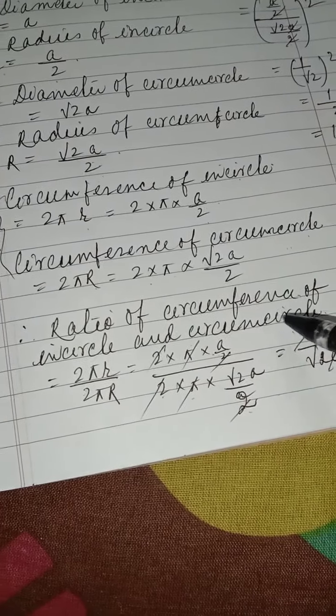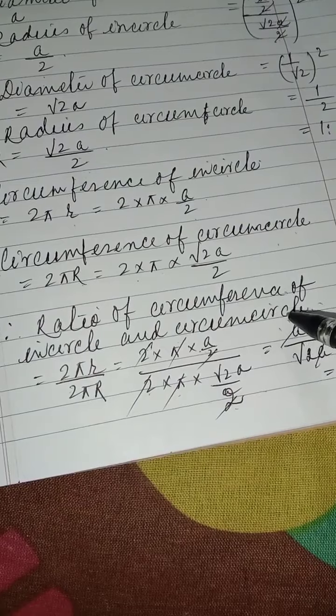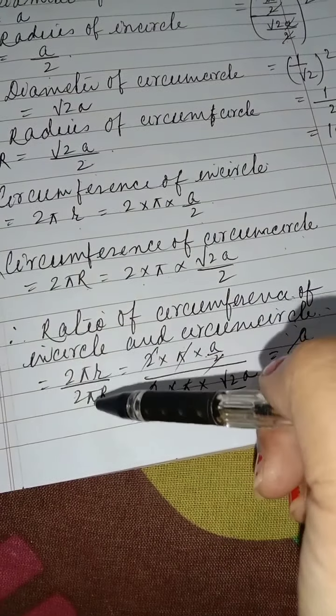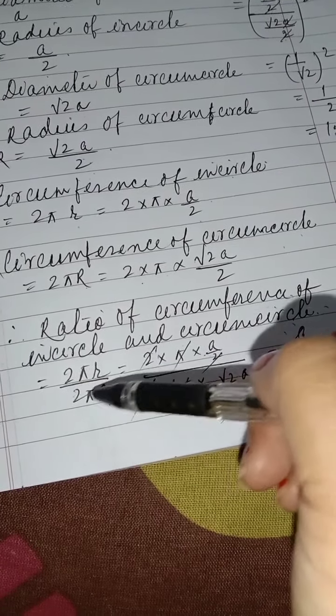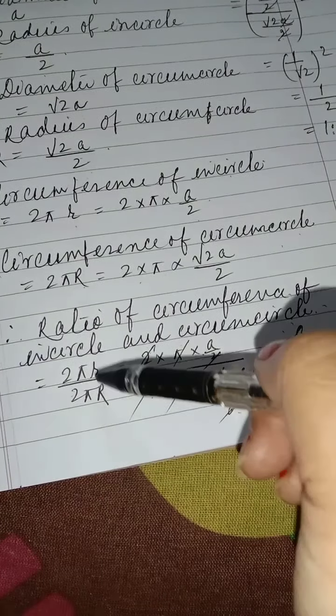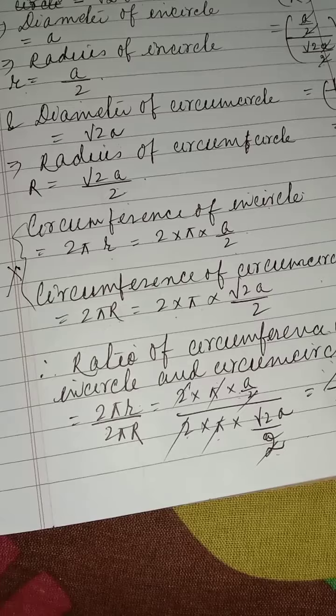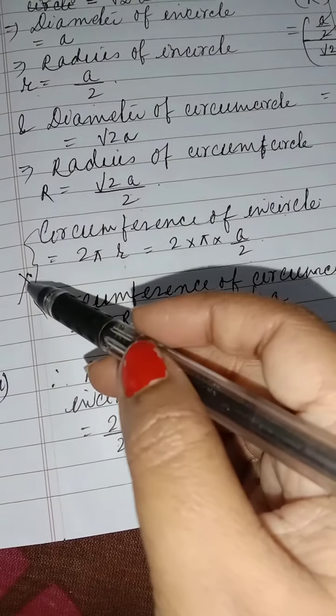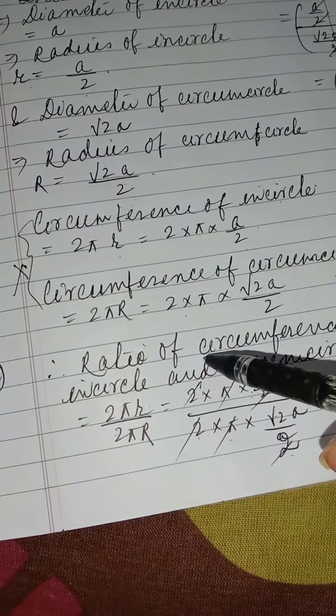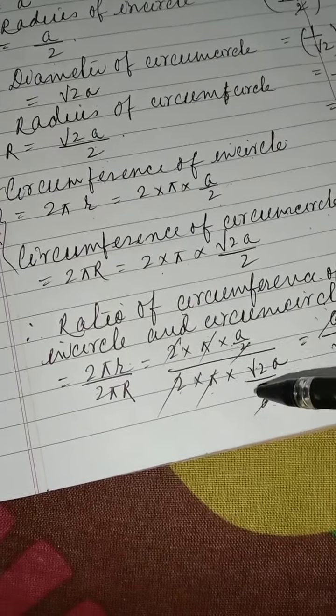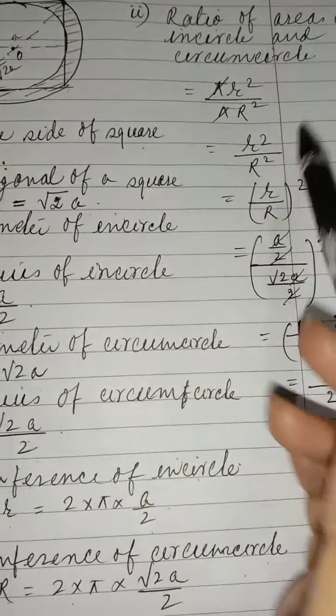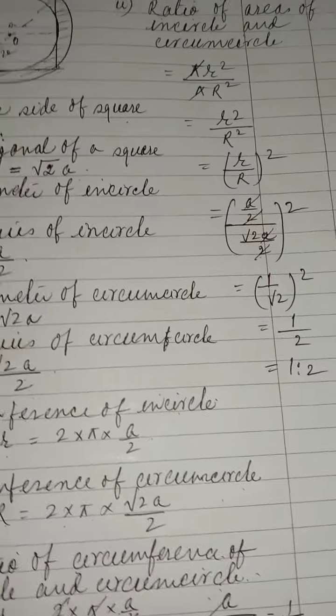Directly you could write the ratio of circumference of incircle and circumcircle. It's 2 pi r by 2 pi R. So 2 pi will be cancelled, so simply it will be small r by capital R. So it's up to you by which method you will be using. This is optional. Either you find out and then put the values, or directly you can find like this also.